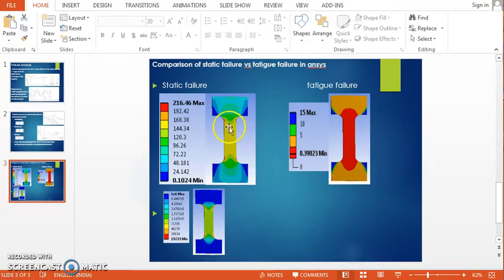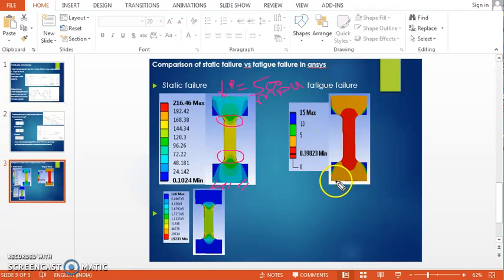Here I have shown some results of static failure and fatigue failure. You can see I have taken this I section, and I fixed at the bottom and applied the pressure equal to 50 MPa. You can see that at this neck portion you get the stress value nearly about 216 MPa.